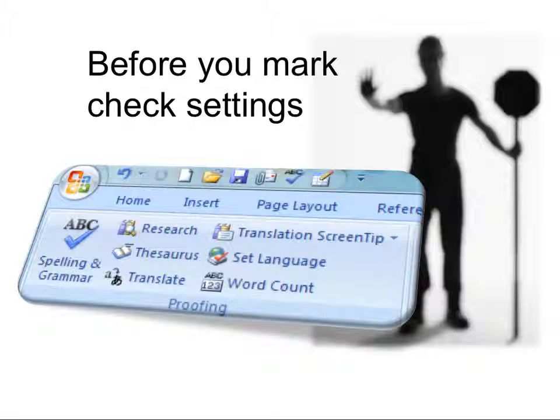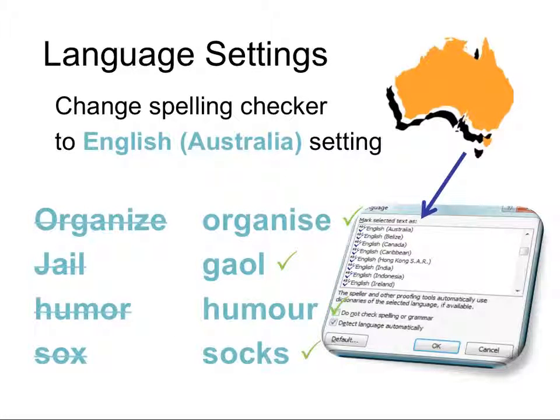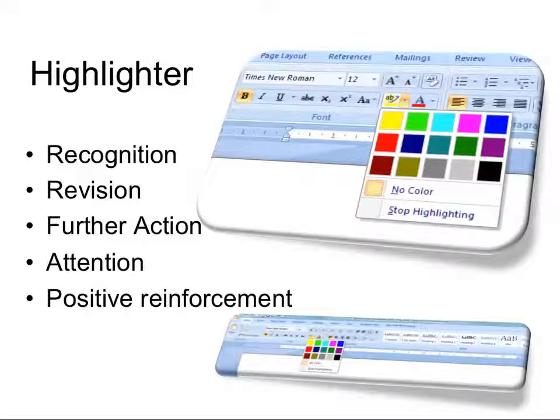It's a big difference. So before you go ahead and mark, check your settings on whatever program you're using, if you're using WordPerfect or Microsoft Word. There's a section to set spelling and grammar. Grandma's on my brain now. Grammar. So, for example, you want to have the English Australian settings so that you've got the right spelling for organised, jail, humour, socks, etc.